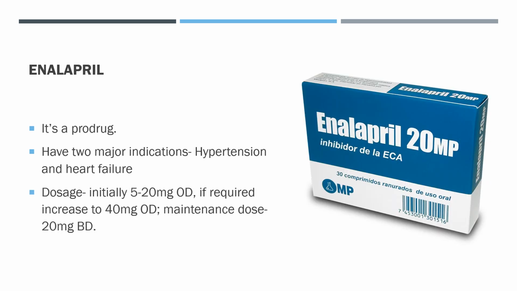The next topic is enalapril. It is a prodrug. It has two indications, one being hypertension and the other being heart failure. The dosage is, initially we would be giving them 5 to 25 mg once in a day, and if required, we'll be increasing the dosage to 40 mg once in a day. As a maintenance dose, we'll be giving 20 mg twice in a day.